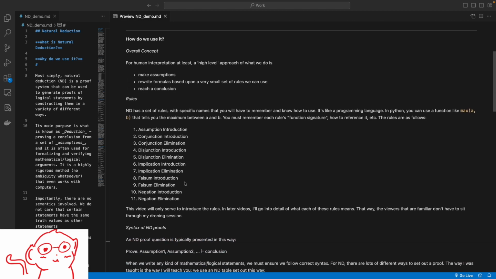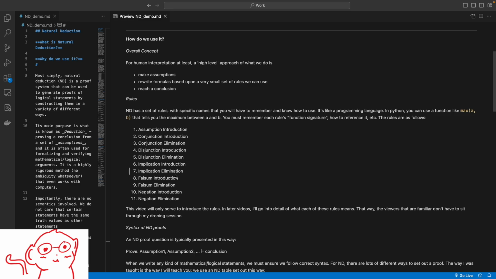There are 11 rules down here, and these are as follows. Assumption introduction is where we introduce an assumption. If we have an assumption, we want to introduce it, we just cite that, and we can move on. Conjunction introduction is where we introduce a logical and. Conjunction elimination is where we eliminate a logical and. Similarly, disjunction elimination and introduction are where we remove and introduce logical ors.